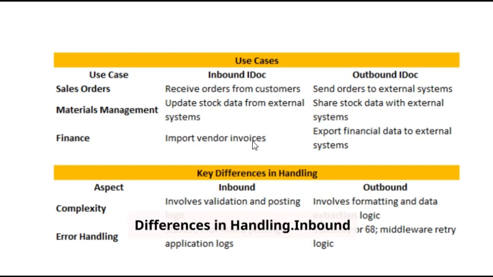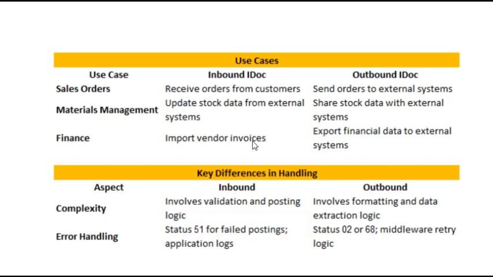Key differences in handling. Inbound complexity involves validation and posting logic. Error handling: status 51 for failed postings, application logs. Outbound complexity involves formatting and data extraction logic. Error handling: status 02 or 68, middleware retry logic.